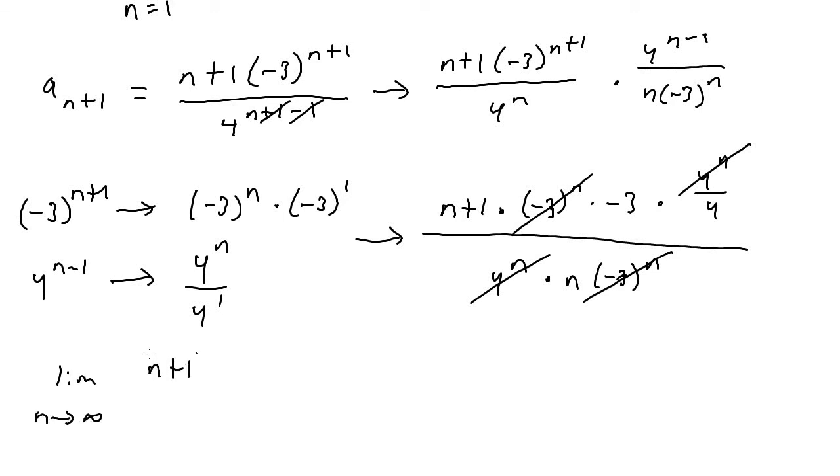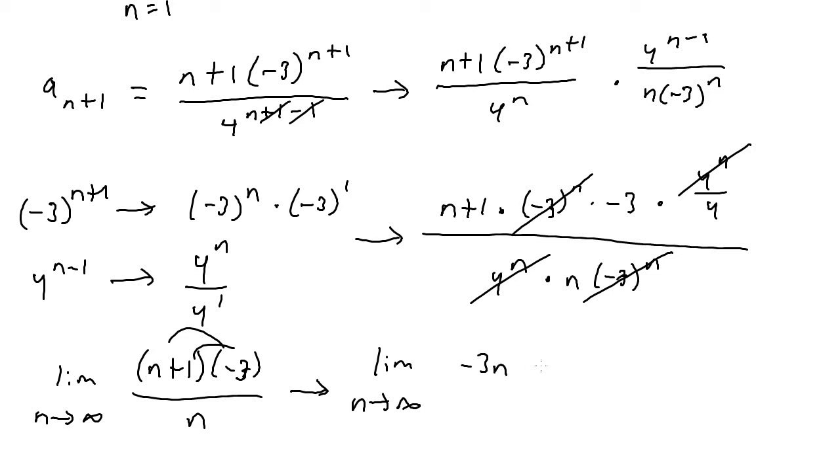of n plus 1 times negative 3 over n. If I distribute the negative 3, we'll get negative 3n. I'll put the limit notation first. So the limit as n approaches infinity of negative 3n minus 3 over n.